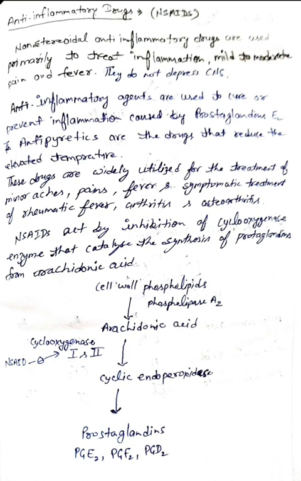The drugs in this class are widely utilized for the treatment of minor aches, pains, fever, and symptomatic treatment of rheumatic fever, arthritis, and osteoarthritis. The NSAIDs act by inhibition of the cyclooxygenase enzyme system that catalyzes the synthesis of prostaglandins from arachidonic acid.